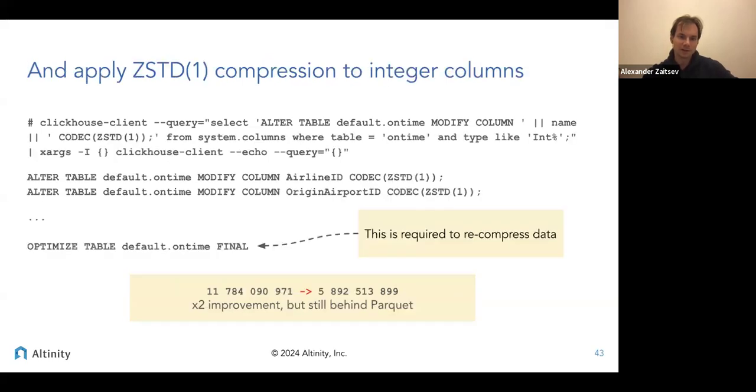What can we do next? Let's try the last resort, change compression to ZSTD. It is ZSTD1. It is still not very computationally expensive. And we often recommend to our clients to use ZSTD1 if there is some big column that consumes a lot of disk space. Now we will apply ZSTD1 to all integer columns. You can see types like Int. For all integer columns, we'll run ZSTD and we'll see what will happen. That helped to improve compression 2 times. So it is 5.8 gigabytes, but we're still behind Parquet.